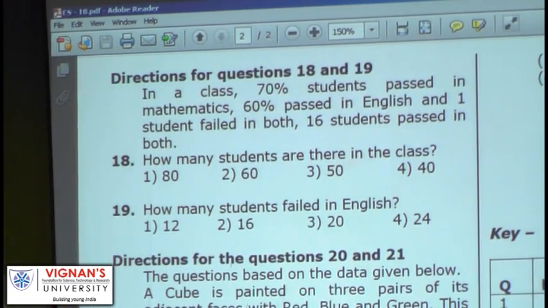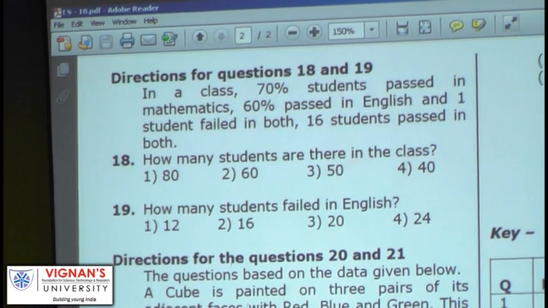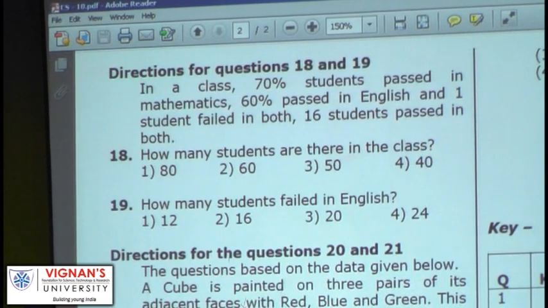In a class, 70% of students passed in mathematics, 60% passed in English, and 1% failed in both. 16% passed in both.